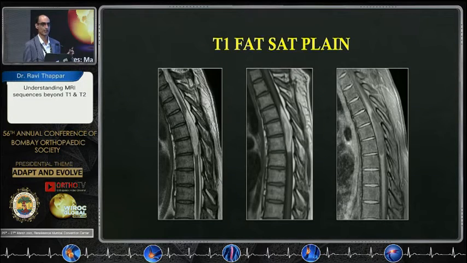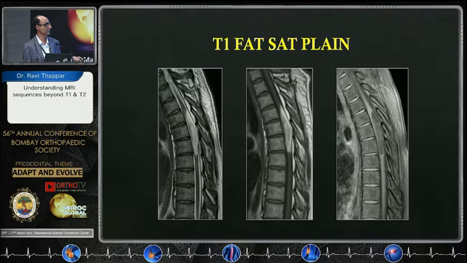Now in some scenarios we use a T1 fat sat plain sequence. So I'll tell you when. This is a T2 weighted image. You are seeing a bright lesion in the cord here, and the lesion is bright on T1 as well. Now very few things are bright on T1. You have to think of fat and blood. So what we do is we do a T1 fat saturated sequence.